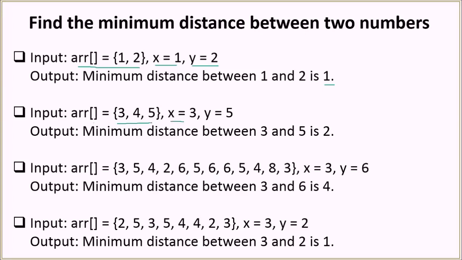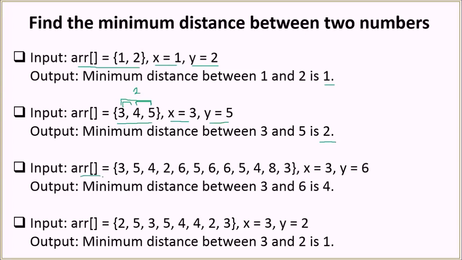We have x equal to 3, y equal to 5. Now we have to find the smallest distance, I mean the minimum distance between these two elements. So between 3 and 5, the minimum distance will be 2. So this is 1 and then this is 1. So 2. Yeah, that's what is mentioned here.